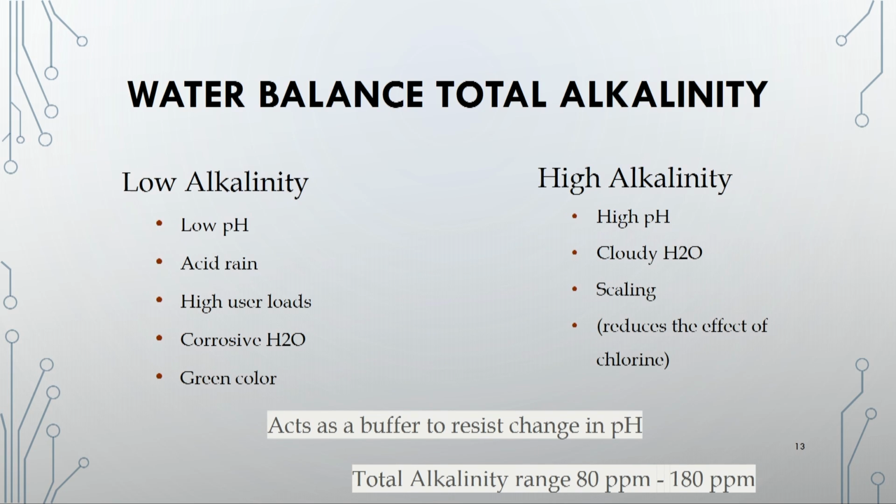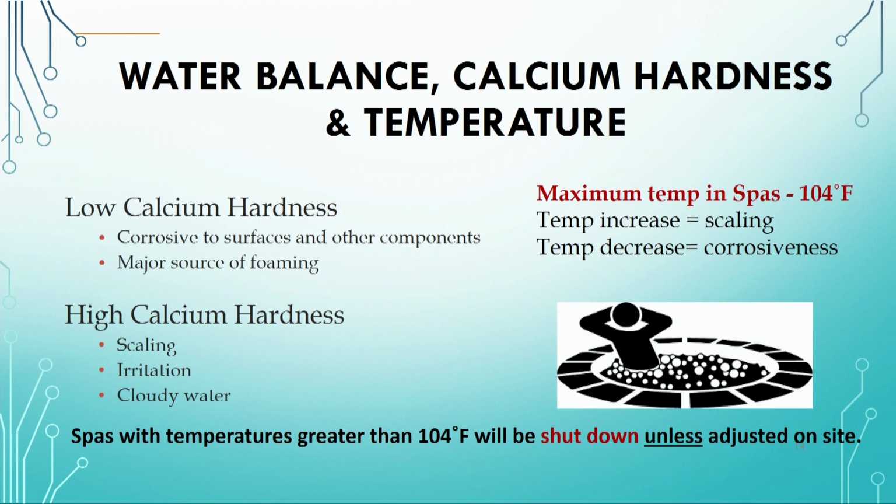So a good rule of thumb is, if your pH is off, generally your total alkalinity is off, since it's a buffer for the pH. So I'm going to talk a little bit about total hardness with the calcium hardness, the temperature, and the water balance. Total hardness is the sum of calcium and magnesium dissolved in the water.